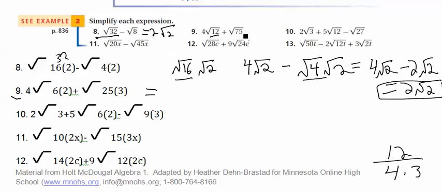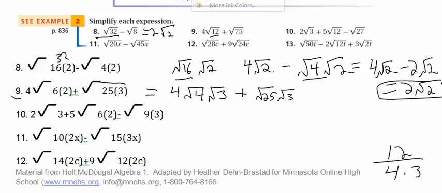And then you simplified the square root of 75 as 25 times 3. And that's a good one because 25 is a perfect square. So here's what we have so far. We have 4 times the square root of 4 times the square root of 3, plus the square root of 25 times the square root of 3. And now we simplify. Wherever we see a perfect square, we replace it with the number that it's equal to. Like the square root of 4, we know, is 2. And the square root of 25 is 5.